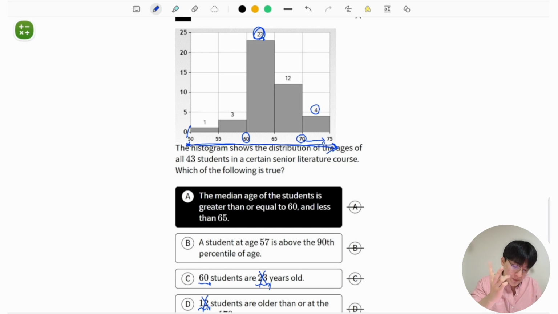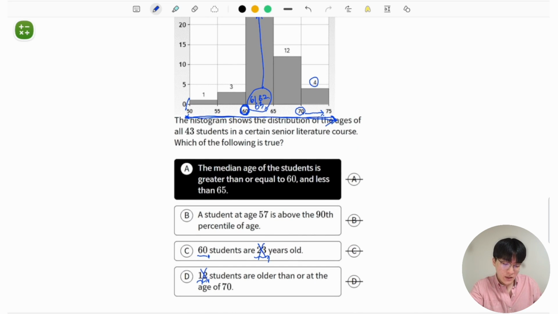But if we think of it opposite, if 23 students are 60 years old, that'd still be incorrect because we don't know for sure if there are 23 students exactly at 60 years old. We don't know for sure. We can have 61 years old, 62 years old, 63 years old. All of this combined equals to 23 people. So we don't know, and that still wouldn't be the answer.